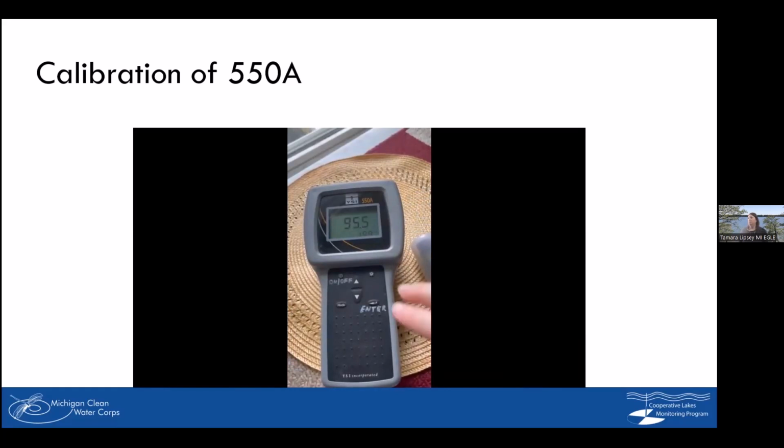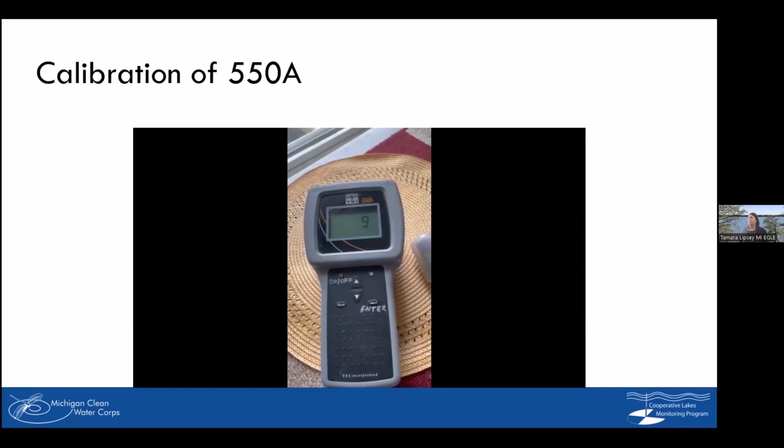The next step in calibration is to hit both the down arrow and the up arrow at the same time. When you do that, you will get CAL for calibration. You then hit enter. Once you hit enter, a number will come up. This is where you will enter the elevation of where your lake is.